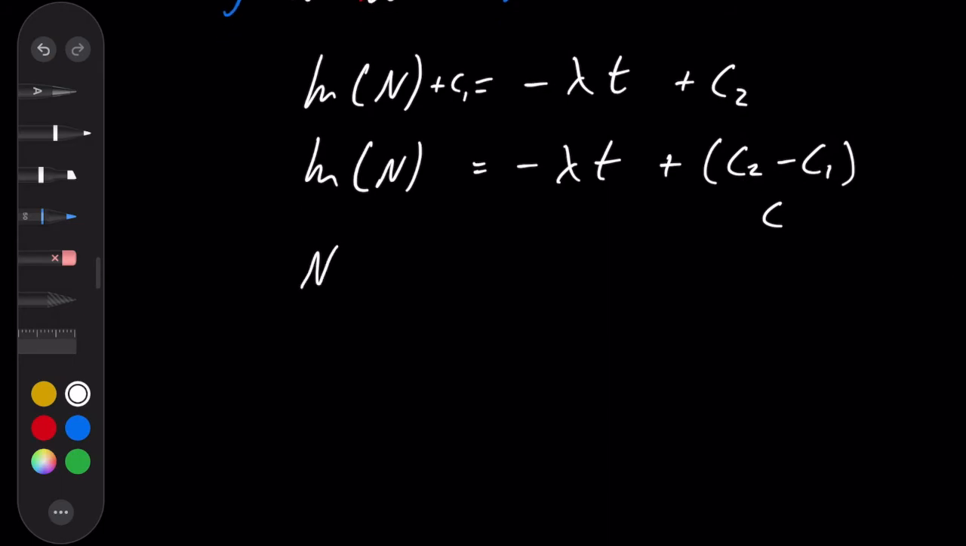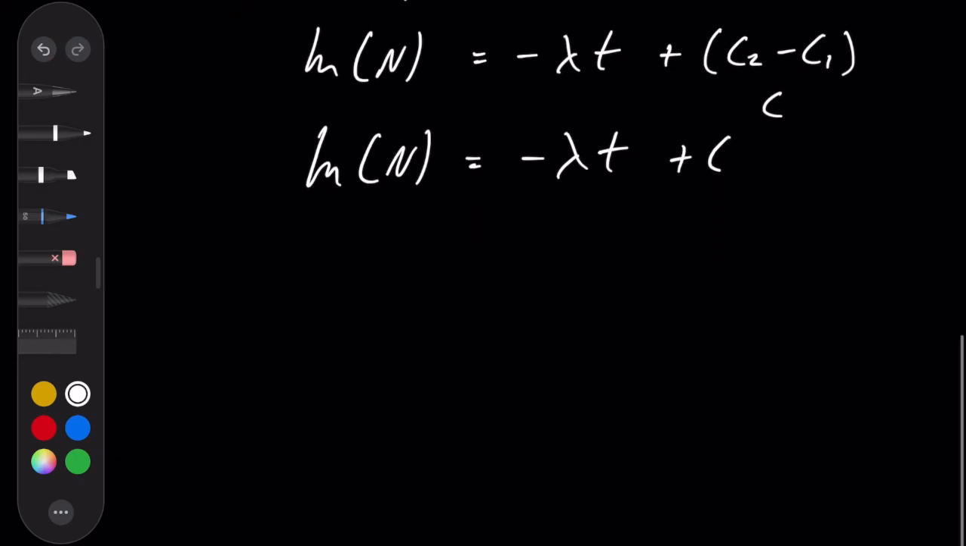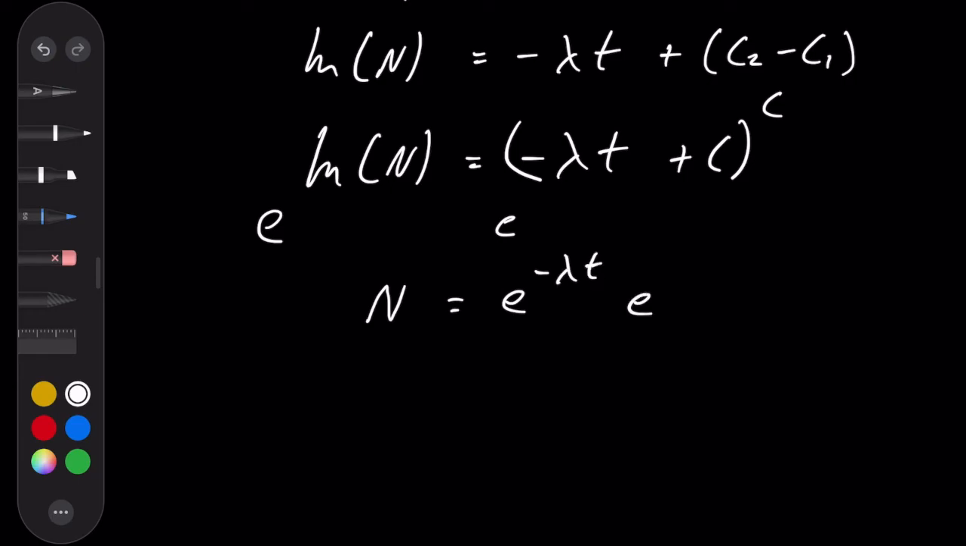ln n equals minus lambda t plus c. And now we raise everything to the power e. e to the ln n equals e to all of that. And e to the ln n, this cancels out. So we have just n equals. And if you remember your rules for handling exponentials, this is the same thing as e to the minus lambda t, e to the power c.